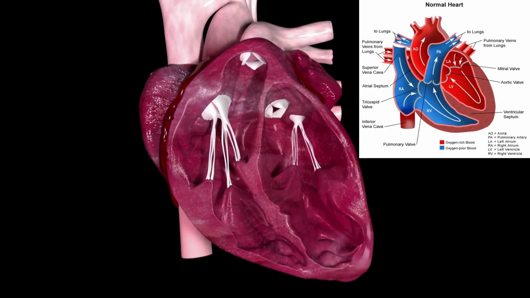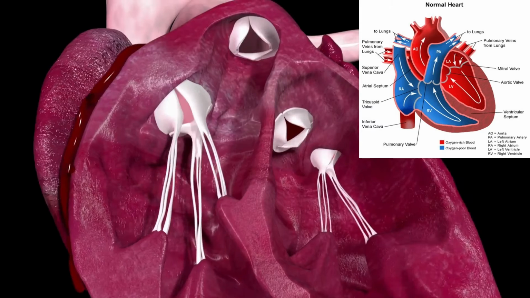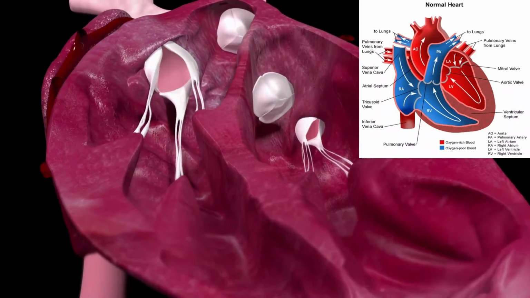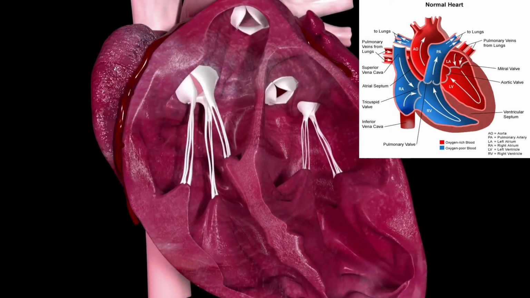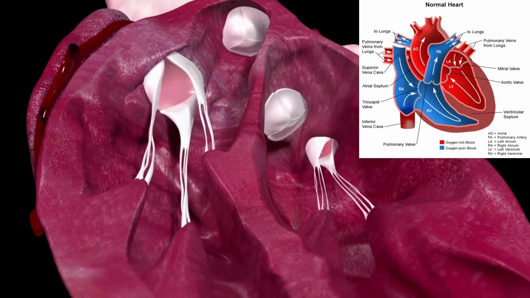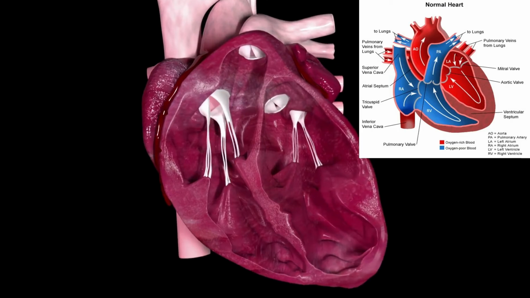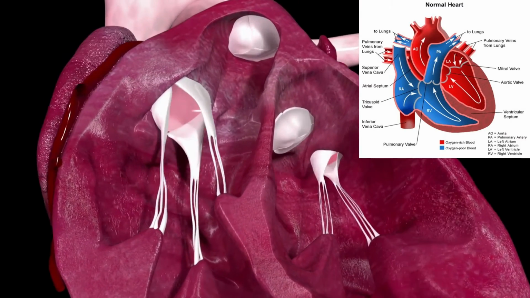Let's review the four chambers of the heart and how blood flows through the heart from AP2. Deoxygenated blood is received from the IVC and SVC, or inferior and superior vena cava, and enters the right atrium. The blood then enters the right ventricle through the tricuspid valve and then to the pulmonary artery via the pulmonary valve.